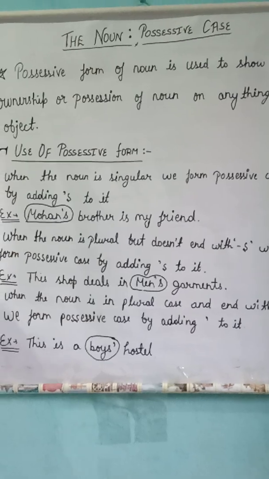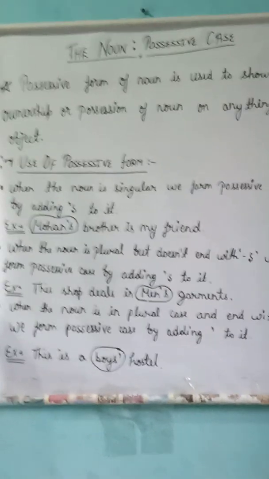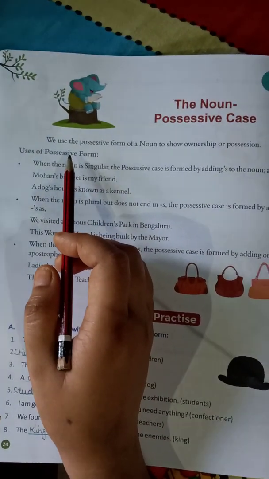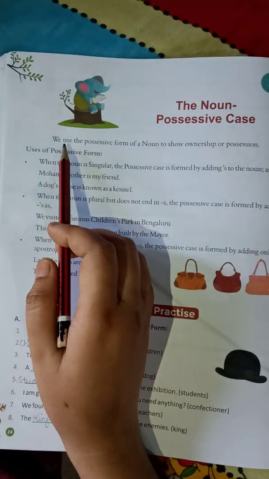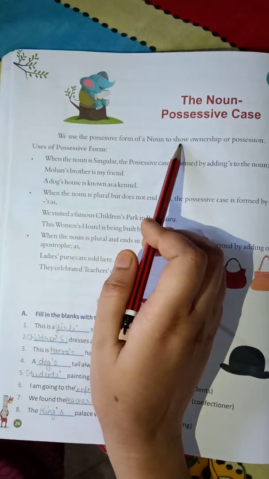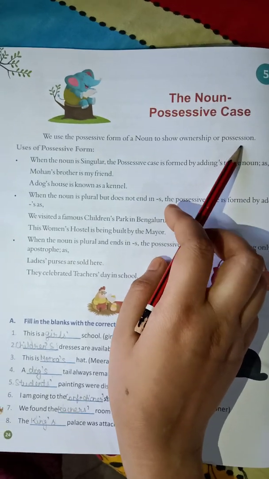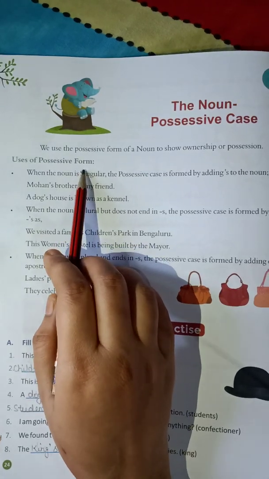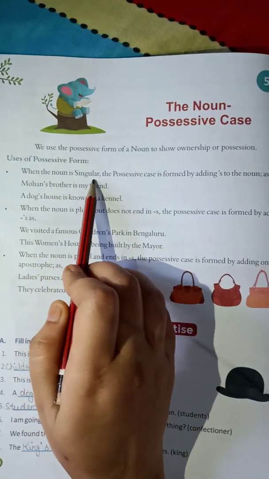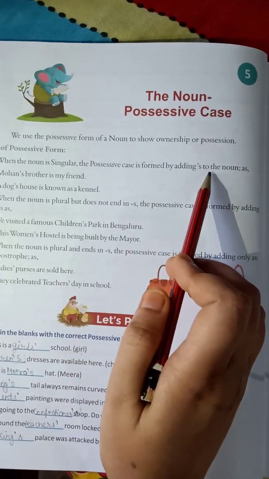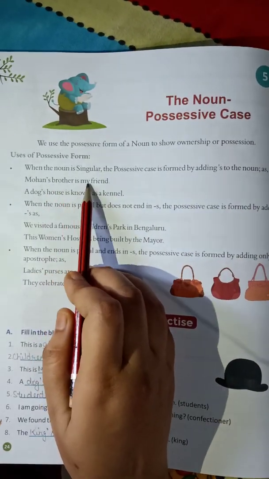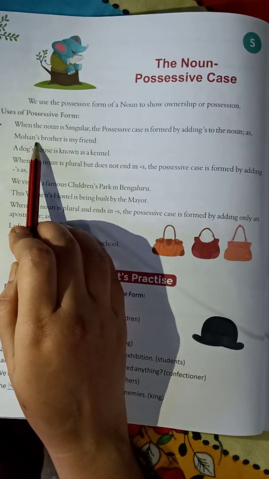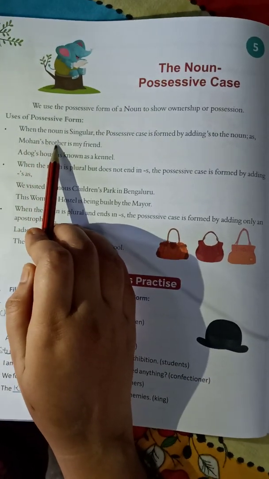Let us revise this chapter from our book. As we have already known about the possessive forms, we use the possessive form of a noun to show ownership or possession. As we have already read the uses of possessive form, let us revise. When the noun is singular, the possessive case is formed by adding apostrophe s to the noun, as Mohan's brother is my friend. Here, apostrophe s shows the relationship between Mohan and his brother.